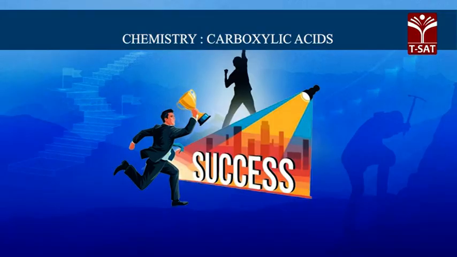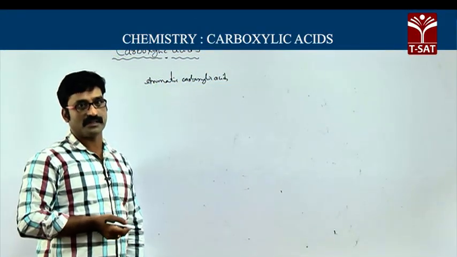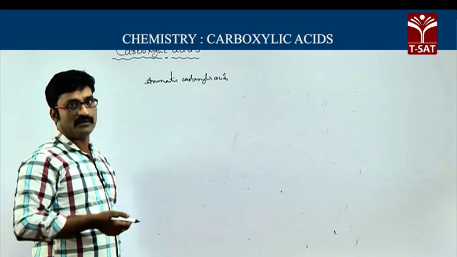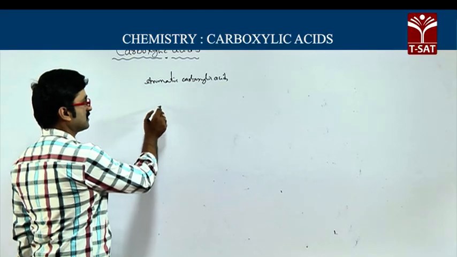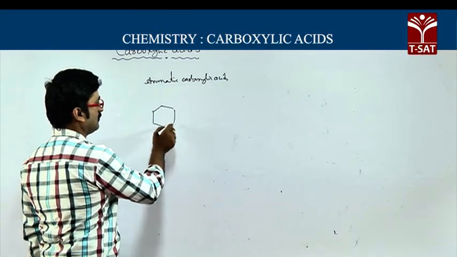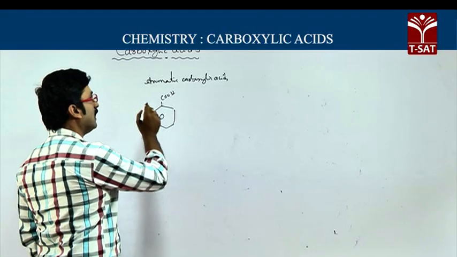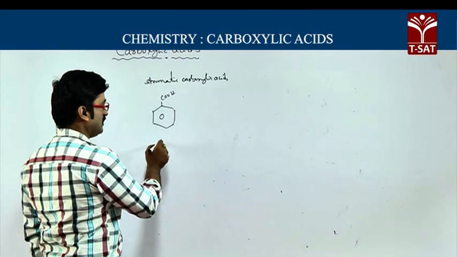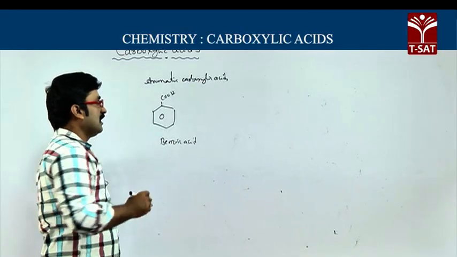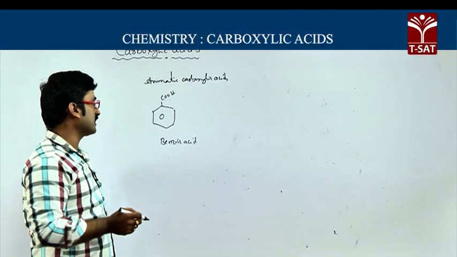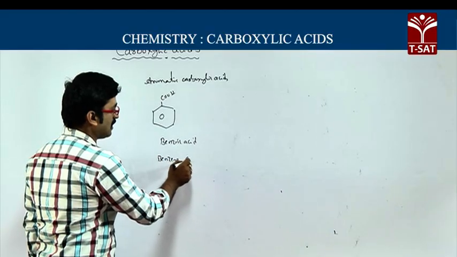Now aromatic carboxylic acids. We will take a few examples for these aromatic carboxylic acids and discuss their common names as well as IUPAC names. First, start with this compound. The name of this compound is benzoic acid. This is the common name and also the accepted IUPAC name of this compound, benzoic acid, or else you can say benzene carboxylic acid.